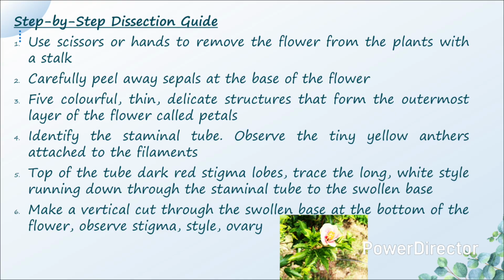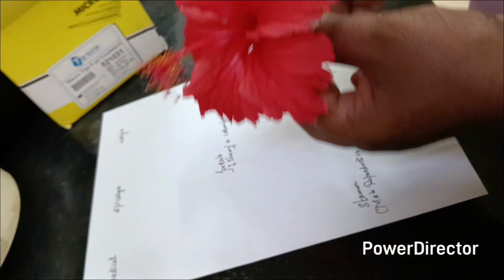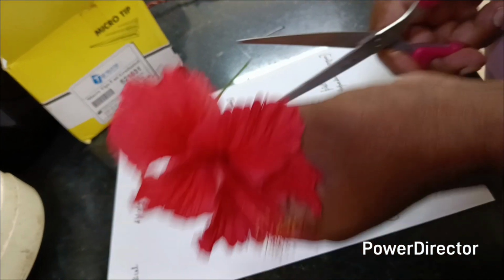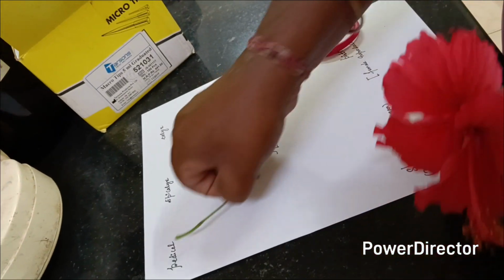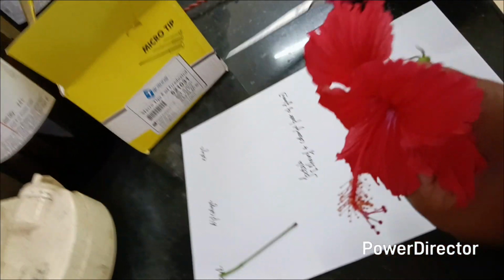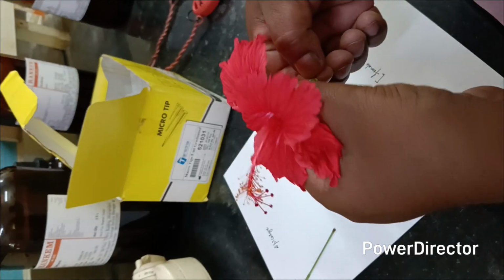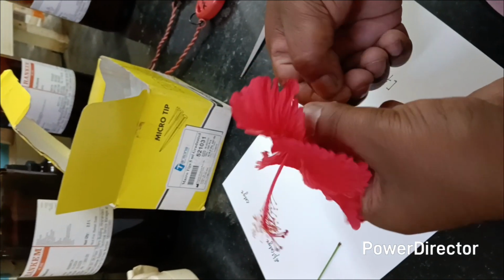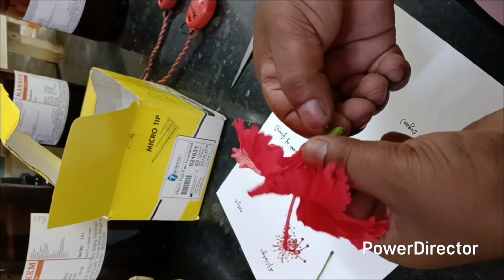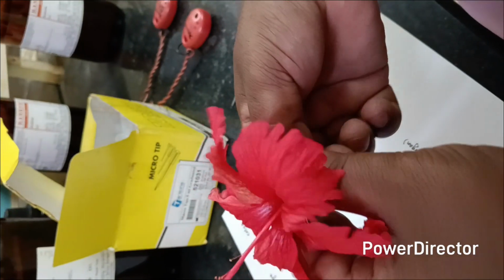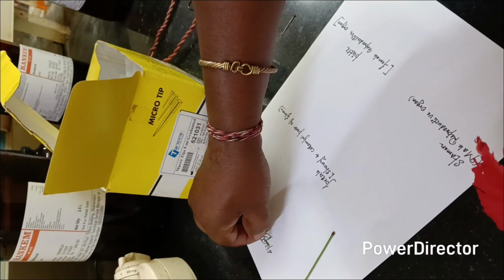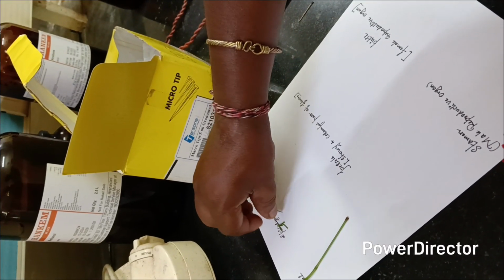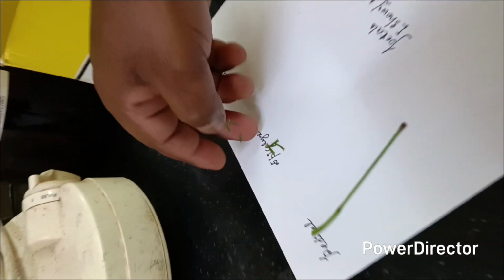Second, use your fingers to carefully peel away the small green leaf-like sepals called epicalyx and the slightly larger green sepals called calyx at the base of the flower. They protect the flower before it blooms. There are five colorful, thin and delicate structures that form the outermost layer of the flower, called petals.